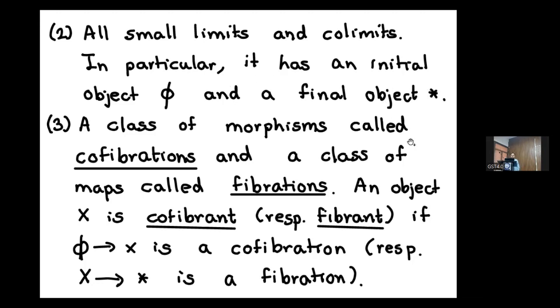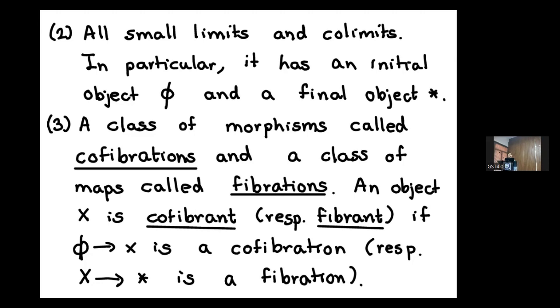Okay, and you also have a class of morphisms called cofibrations and fibrations. So maybe in a later lecture, we might quickly talk about what cofibrations and fibrations mean in the context of topological spaces, but right now I don't want to. But an object X is cofibrant if the unique map from the initial object to X is a cofibration. So that's basically what a cofibrant object is. That's supposed to be like your CW complex. So CW complexes are cofibrant objects.